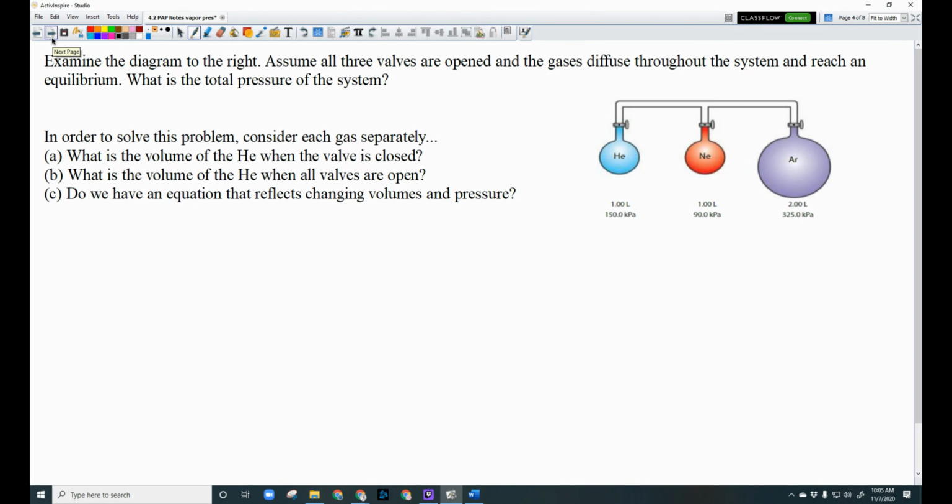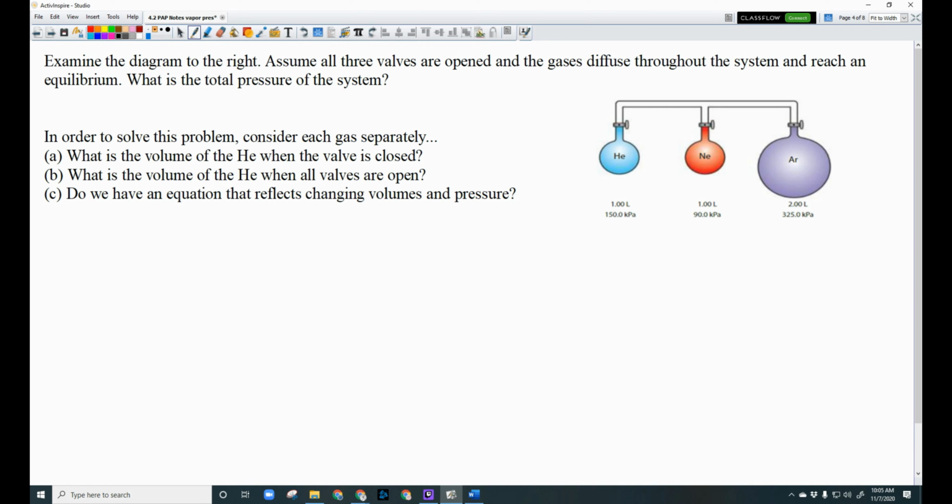So let's examine the diagram that's here on the right. We have 3 gases, and assume that all 3 valves are closed for the time being. And when we open these valves, then the gas diffuses and it creates a different volume of gas. So the question here says, assume that all 3 valves of the gas are open at the same time so they can diffuse through this system and reach an equilibrium. What is the total pressure of the system?